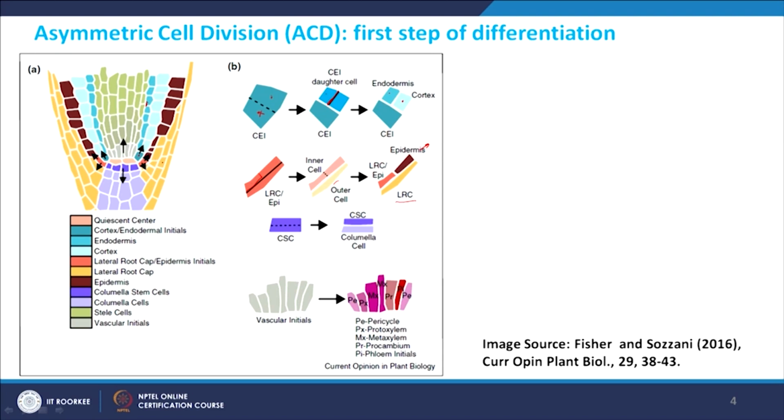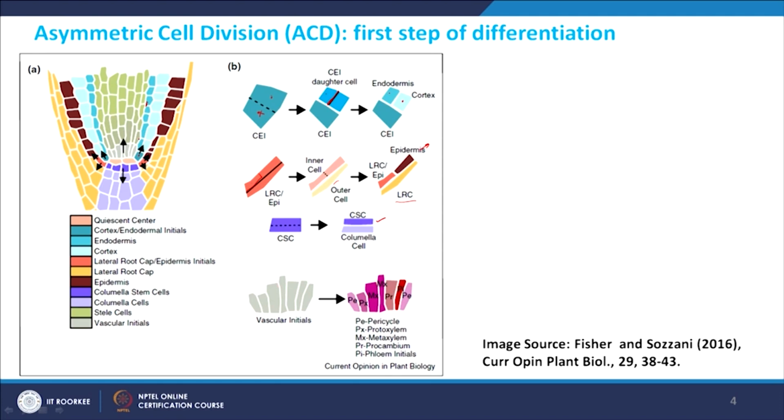This is important. Third, if you look, these are the columella initial cells. These columella initial cells again undergo cell division, and they retain the stem cell property in the cells which are just below the QC, but the cells which are distal from the QC undergo a columella specific differentiation program.